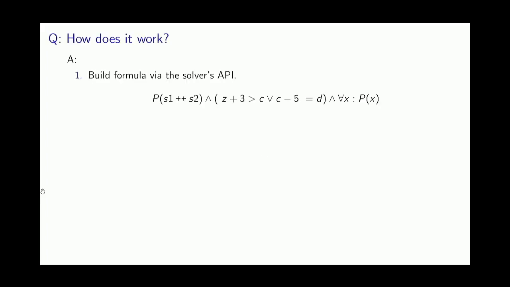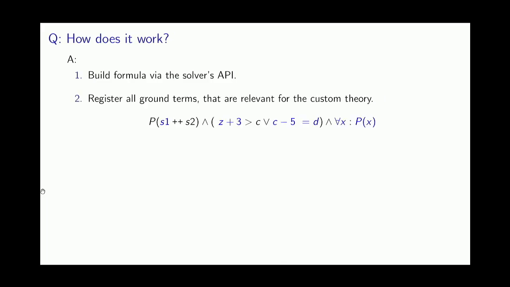So, how does it work? First, we will build an arbitrary SMT formula by the Z3 API. For example, this nice formula here. And then we might say, oh yeah, I'm interested in the string constant S1 here, or in the subterm Z plus 3, which is a bit vector expression, or in this atom C minus 5 is D, or also in this subformula for all x, P of x. We can more or less register everything that is ground. However, we are not able to register something that is not ground, like this P of x here, or something that's syntactically incorrect, like this formula here.